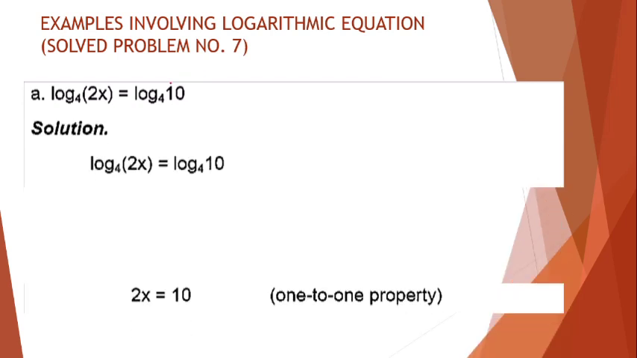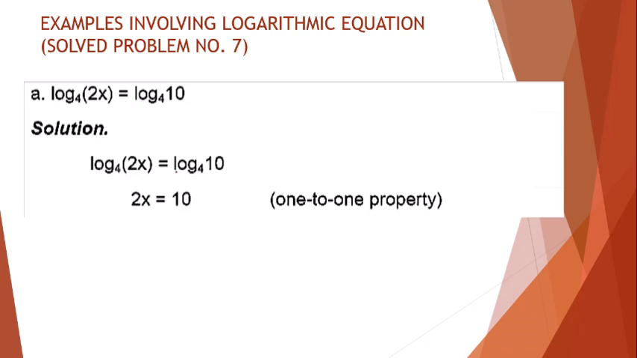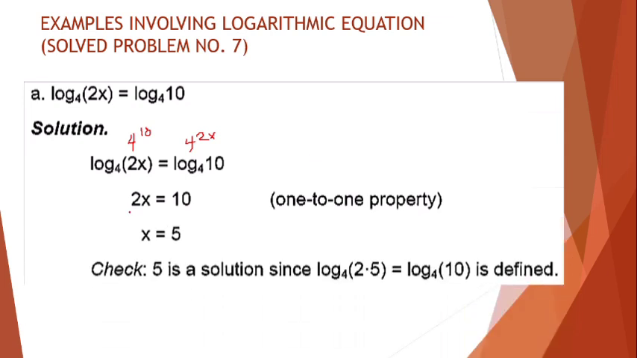So, we have solutions. We did this since they have the same base. So when we convert it into exponential form, you are going to apply the one-to-one property. So, this is it. Either way is fine, you can even reverse it. Next. So, how did it become 5? Divide both sides of the equation by 2. So 2 divided by 2 is 1, so we have 1x, or x, then 10 divided by 2 is 5. So, check. 5 is a solution since logarithm of 2 times 5 with the base of 4 is defined. Right, 2 times 5 is 10, and that is defined.